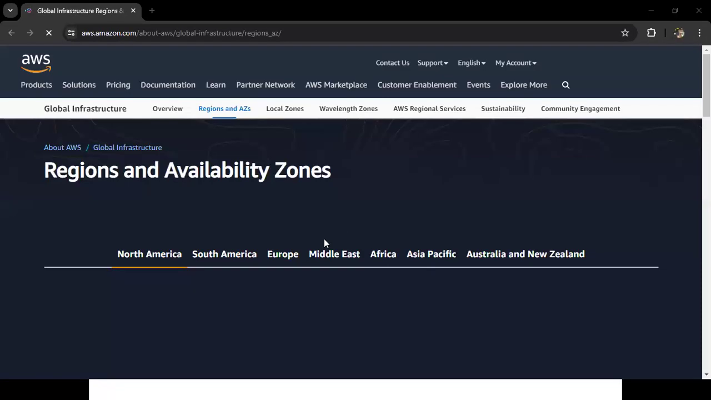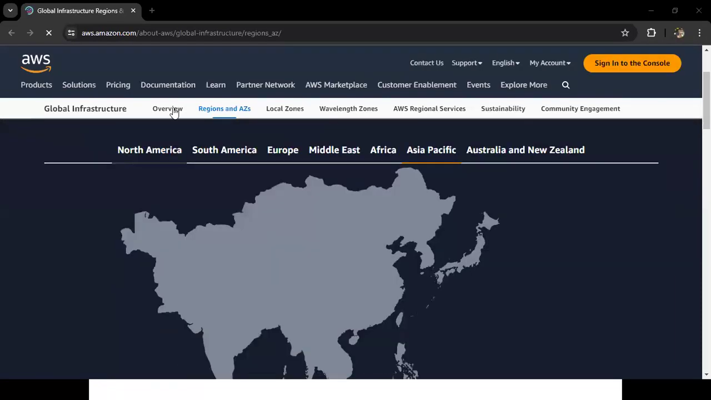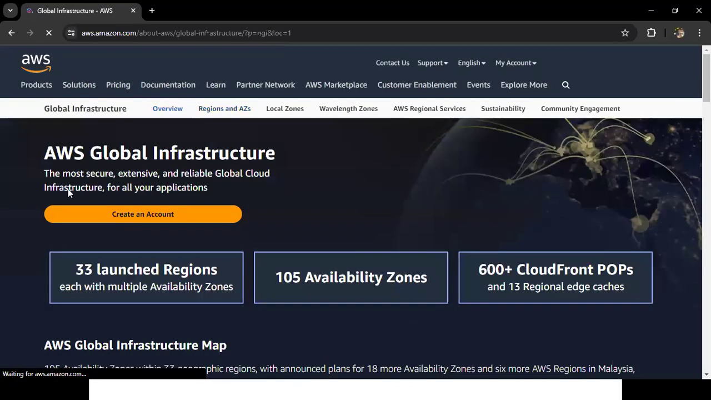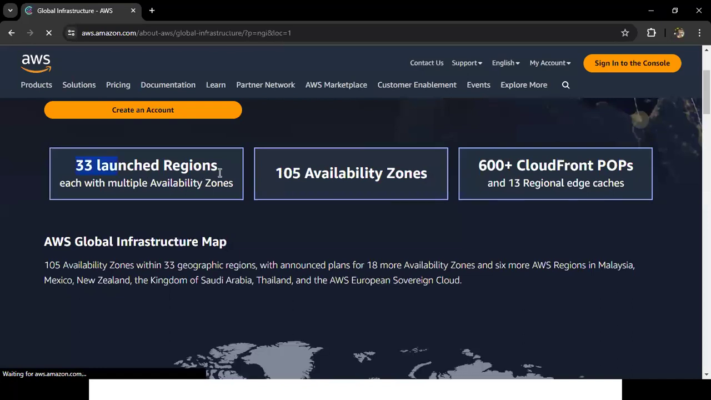I can go with the overview. I can go with the continent-wise view also, but let's go with the overview. Here it is. 33 regions they have. There's something written called availability zone. What is an availability zone? We'll discuss that in our upcoming session.